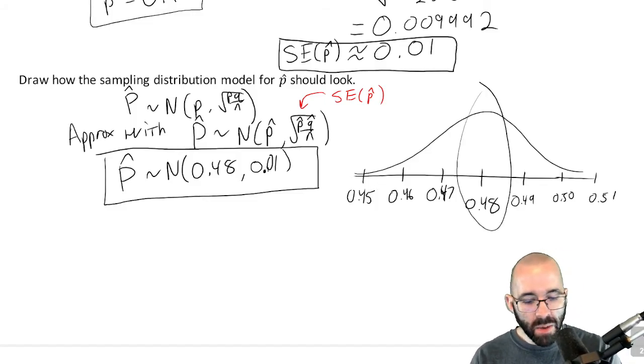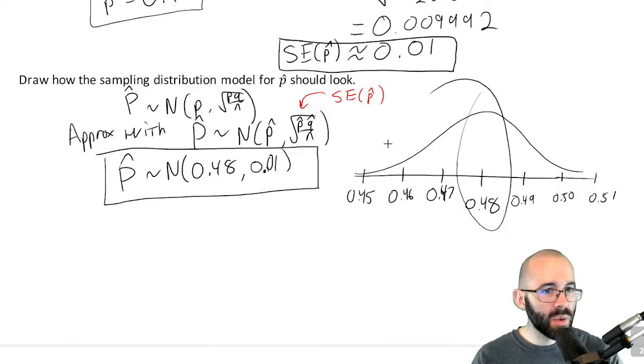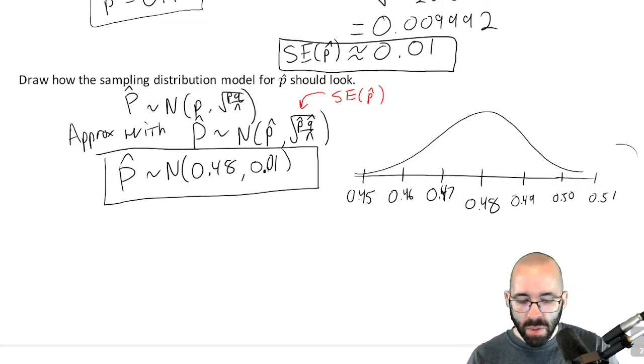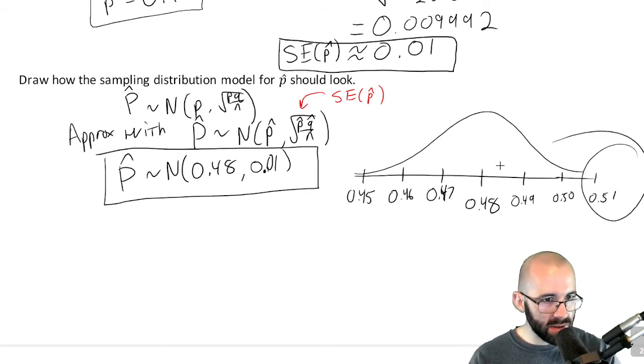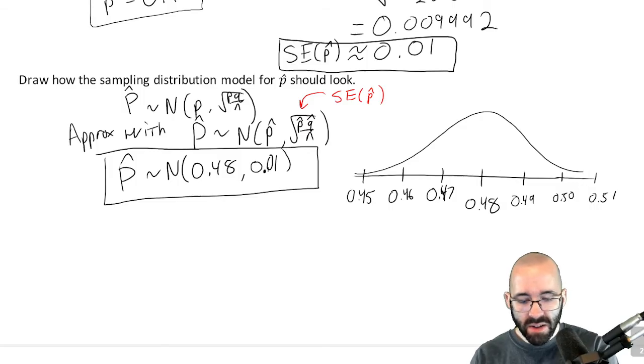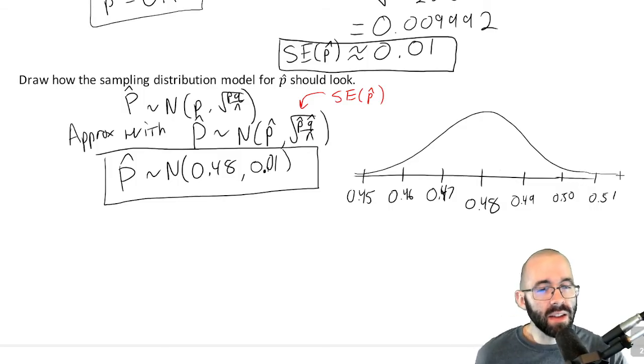We should expect that when we take this sample, we're going to get a sample proportion of 48%. It would be really unlikely to take a sample and get a sample proportion of 51%, right? Look how unlikely that is. Look how small the graph is right there, okay? And that's what we've got.